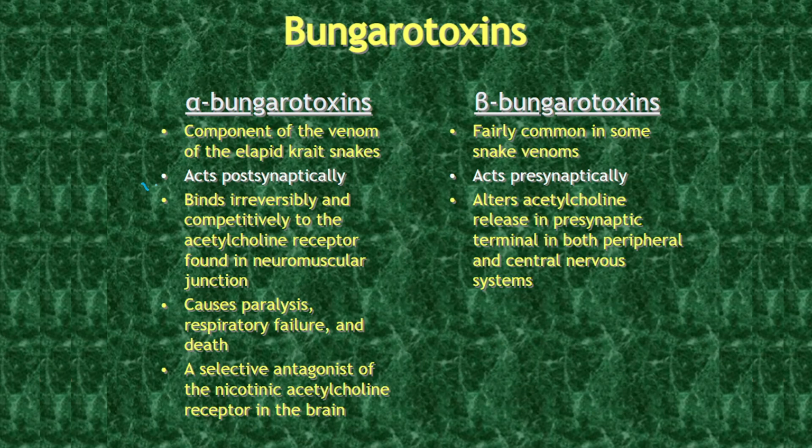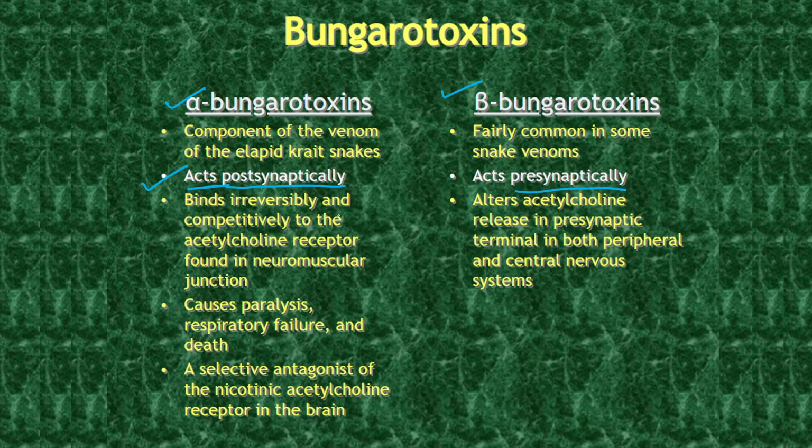And as I mentioned in the diagram previously, this bungarotoxin acts postsynaptically. So it is an alpha neurotoxin. There are two different kinds of bungarotoxins. It can be either alpha bungarotoxin or beta bungarotoxin. Your alpha is going to act postsynaptically, and your beta is going to act presynaptically.